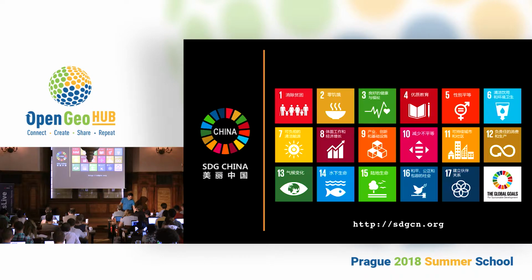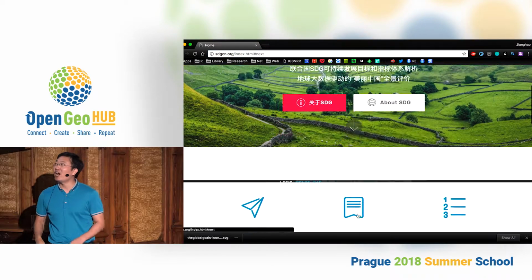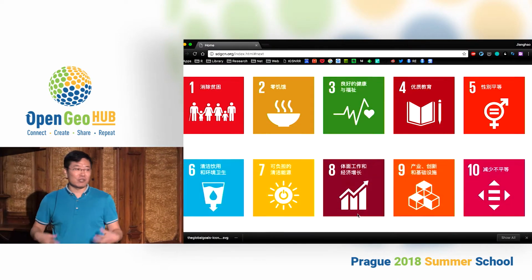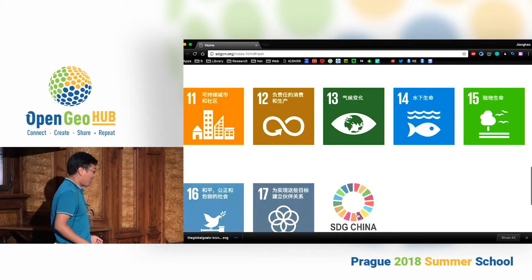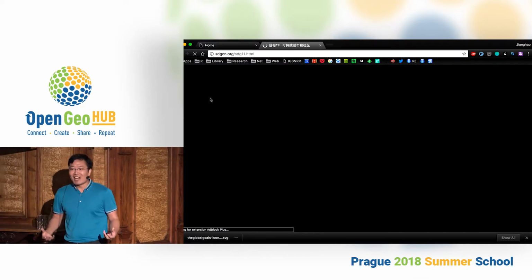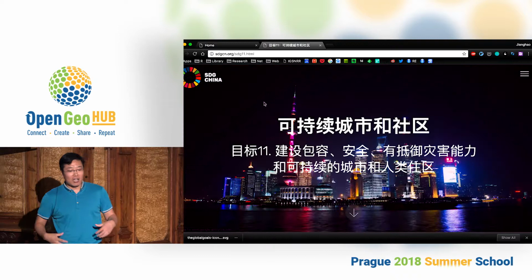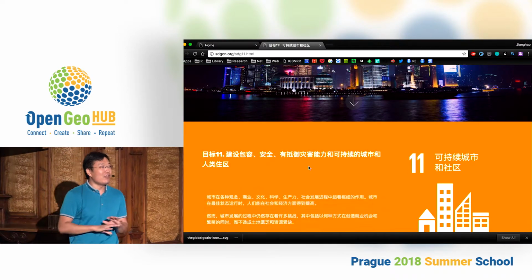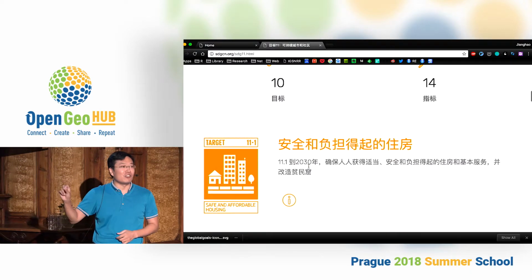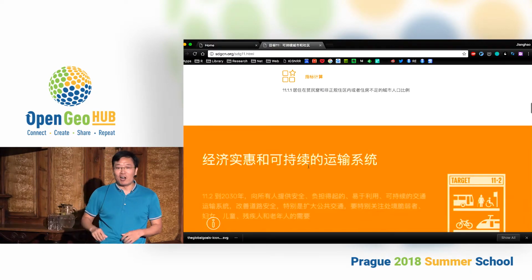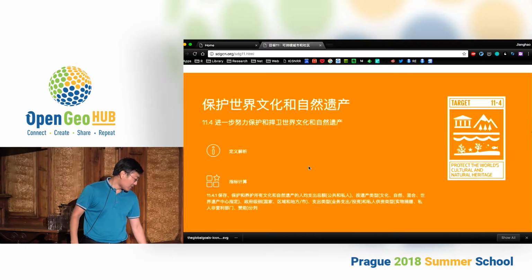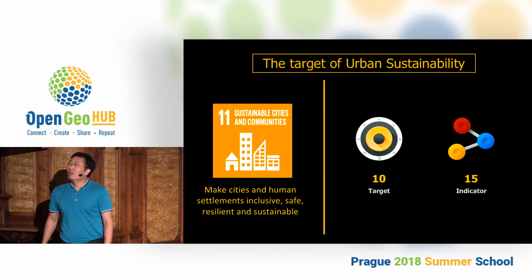First, we built a website, SDG China. We translated all these SDG plans for Chinese people, because they were not in Chinese, to let people know what SDG means. As a spatial researcher, we want to measure these SDG indicators using spatial Earth big data. That's the purpose of my study.